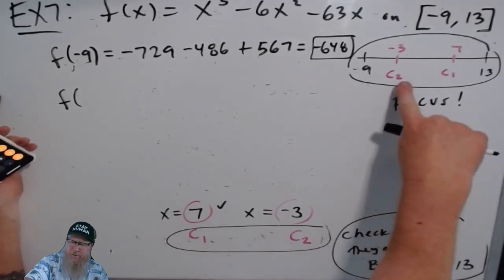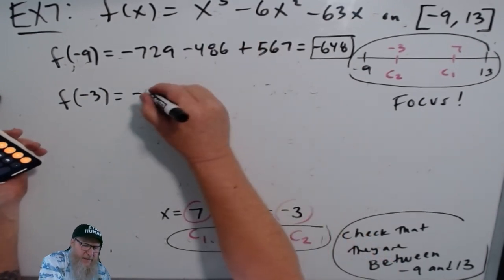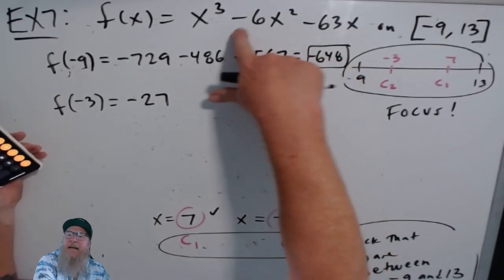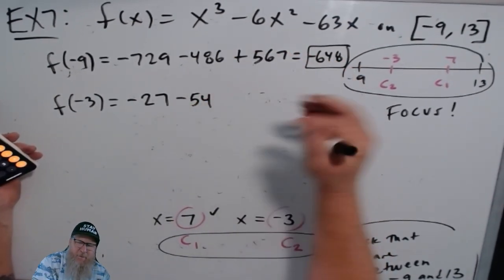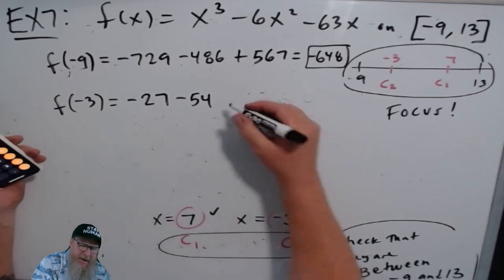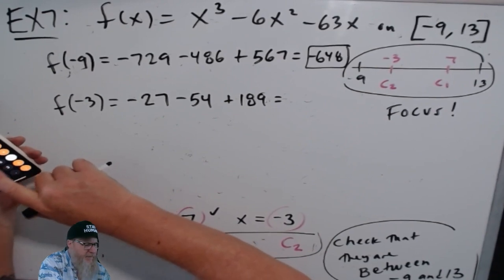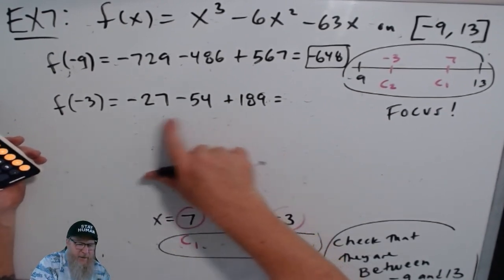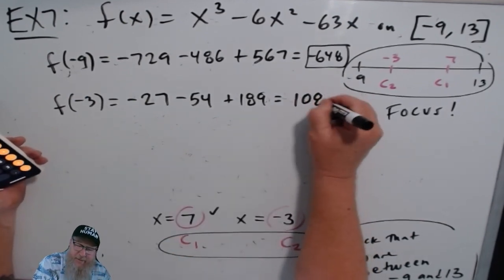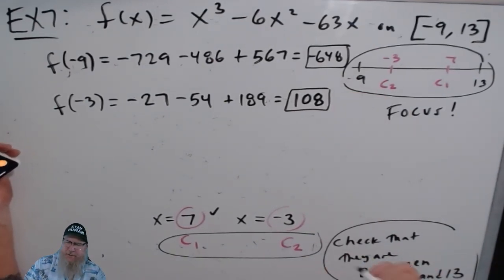I usually go in order, so let's do C2 next. Negative 3 cubed, that's negative 27. Negative 3 squared, that's 9. 9 times negative 6 is negative 54. Negative 3 times negative 63, that's a positive 189. And then add these all up. 54. And then minus 27. I always say add it up even when you're subtracting. Because subtracting is the same as adding. It's just adding the other direction, adding the opposite.